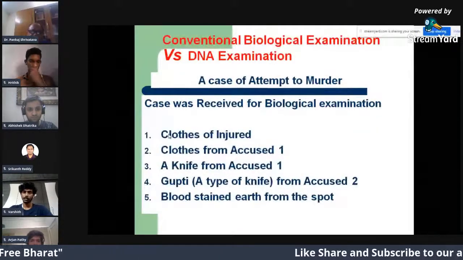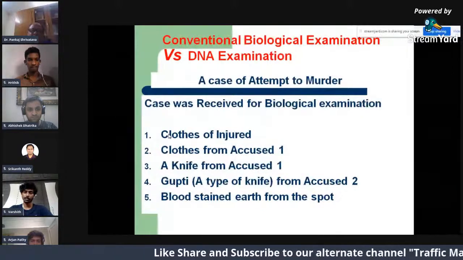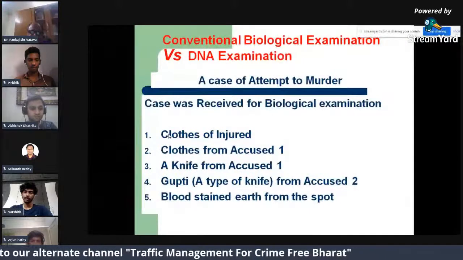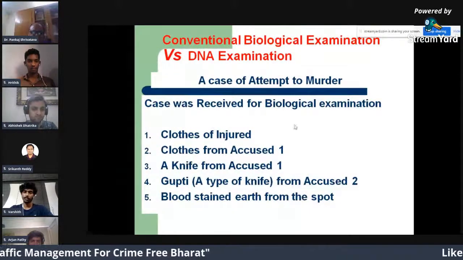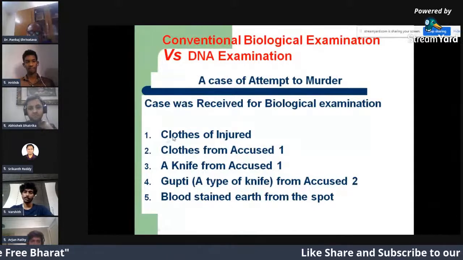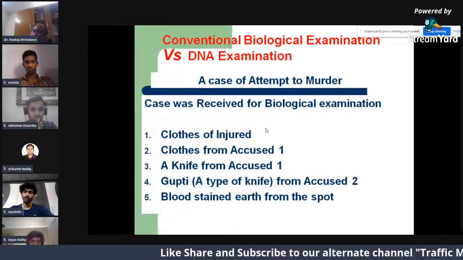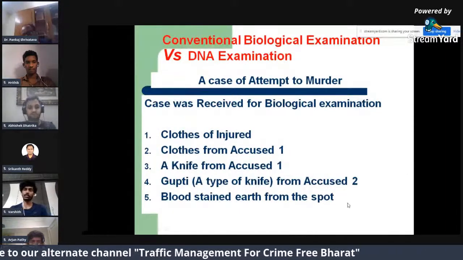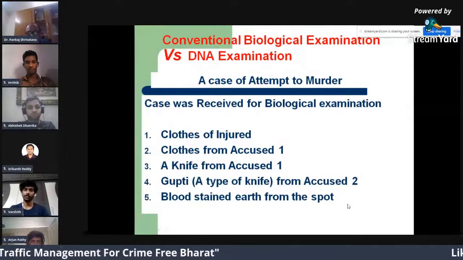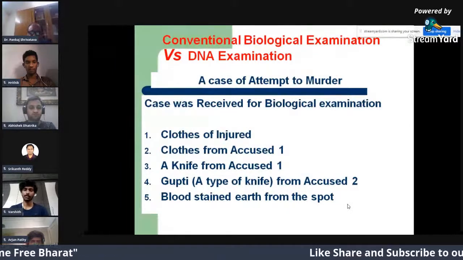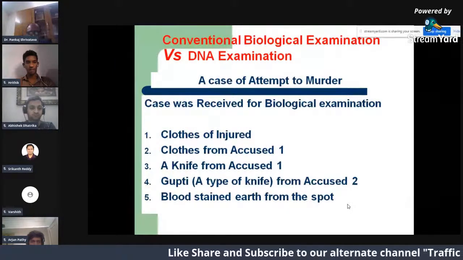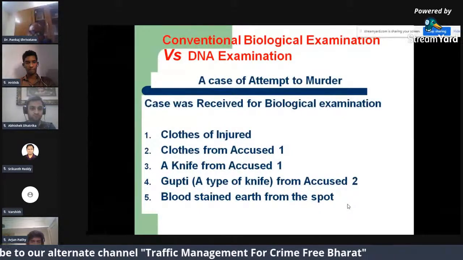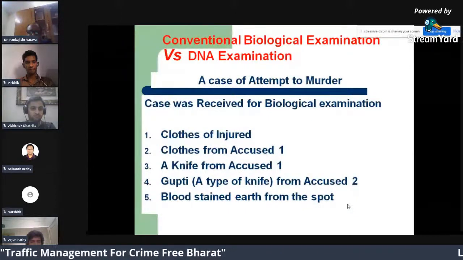Now this is the first case which I am sharing with you. It's comparing biological and DNA examination. So it's a case of attempt to murder. Now please note that whatever I will be telling you, this is based on my experience, and all slides and everything, whatever I am presenting here is from my experience, which I have seen, and the casework examination which I have done with DNA. Okay, so there's nothing which is bookish which I am sharing with you.